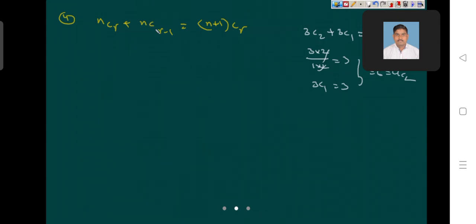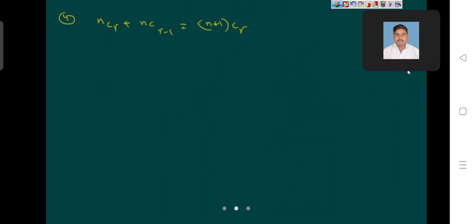In nCr plus nC(r minus 1), the n value will be increased by 1 and the r value is the greater one of r and r minus 1. So remember this one. How can I get this one? nCr plus nC(r minus 1) is equal to (n plus 1)Cr.